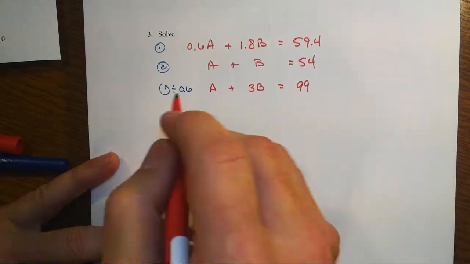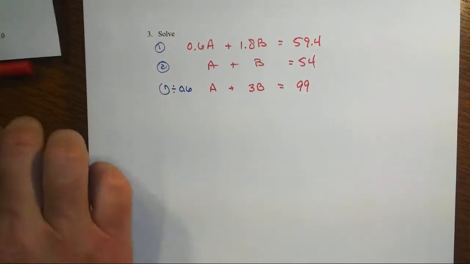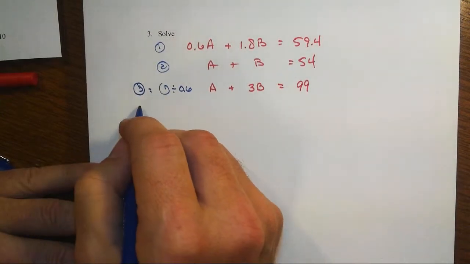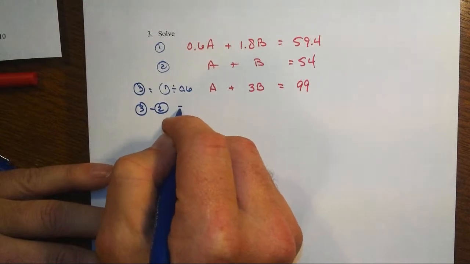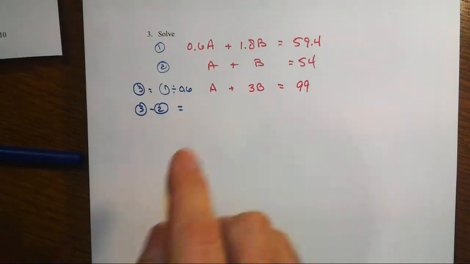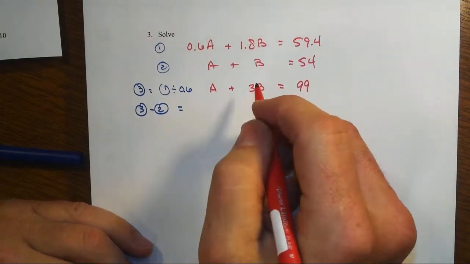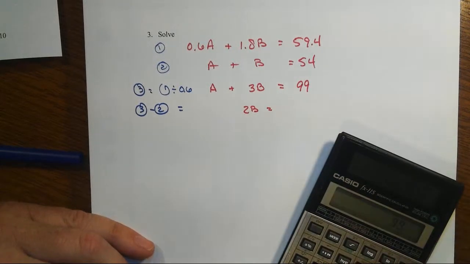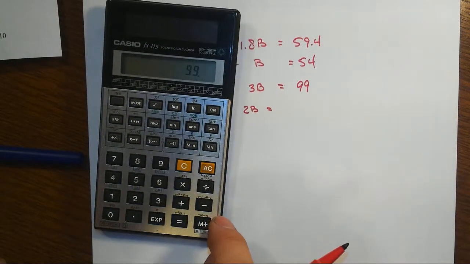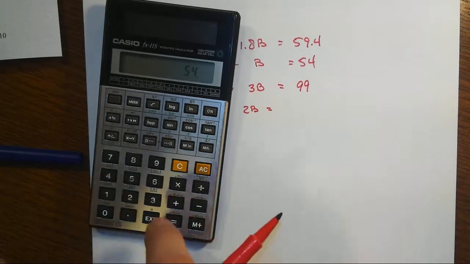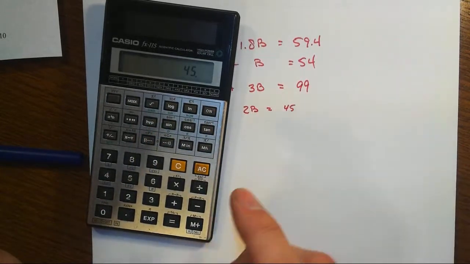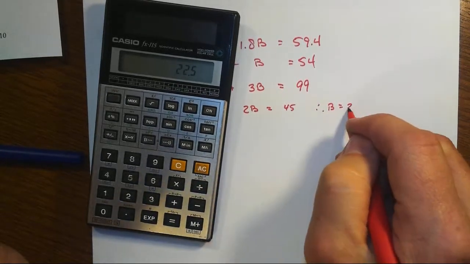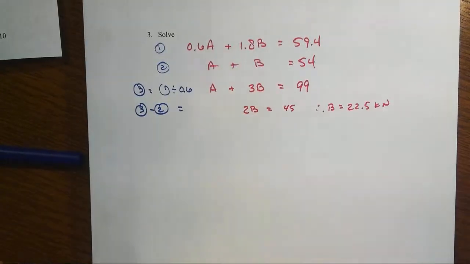Right? I did that because now I'm going to take, this was equation 3, and I'm going to take 3 minus 2, and that's going to be this one minus that one. So the A goes away. 3B minus B would be 2B, and that's going to be equal to 99 minus 54, which is what, 41, I think? No, it's not either. It's 45. Sure enough, 45. And so B equals 45 divided by 2, or 22.5 kilonewtons.